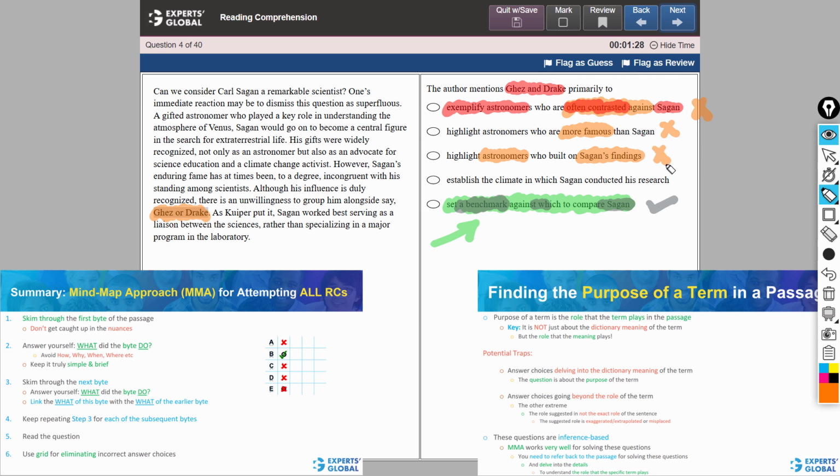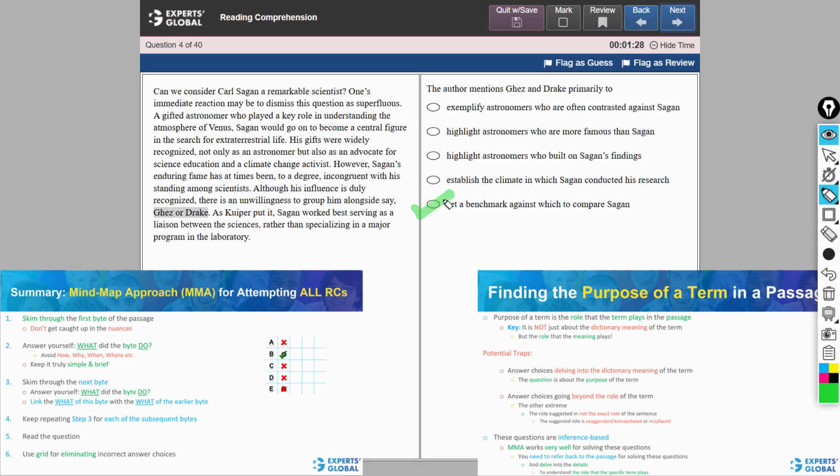In fact, even worse is choice D, establishing a climate in which our scientist conducted his research is totally irrelevant to the context in which these scientists have been quoted. This was a very interesting question. E is the correct answer choice.